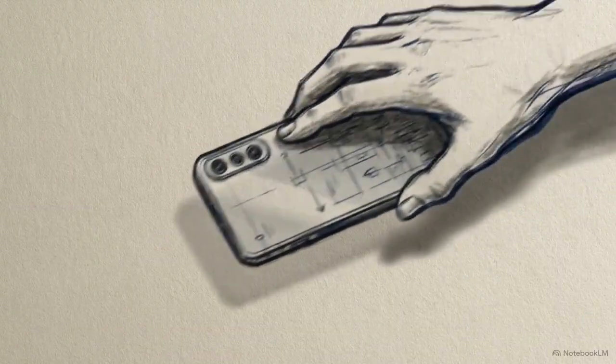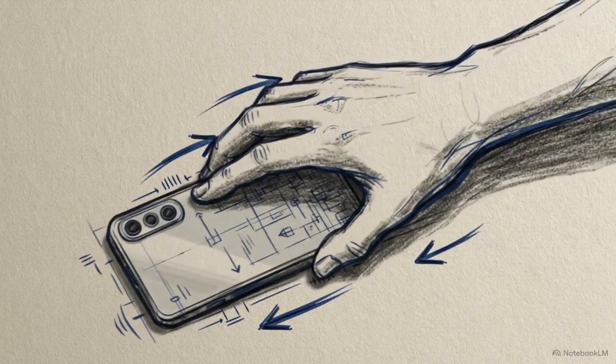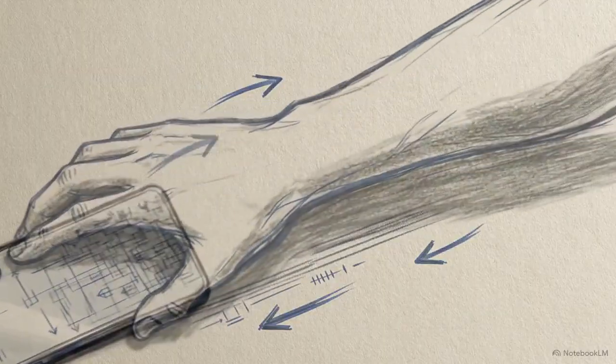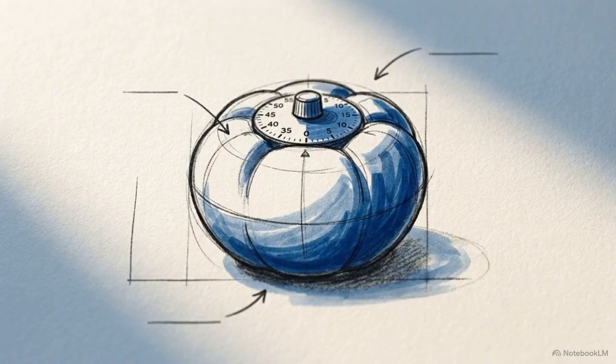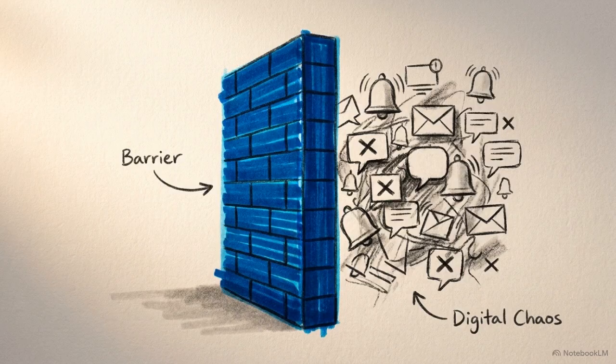Encoding information is useless if you leave it vulnerable. A mobile distraction during the study phase fractures your focus and prevents memory consolidation. To defend your attention, implement the Pomodoro technique. Work in strict blocks of 25 minutes of focus, followed by exactly 5 minutes of rest. This acts as a firewall for your cognitive load.